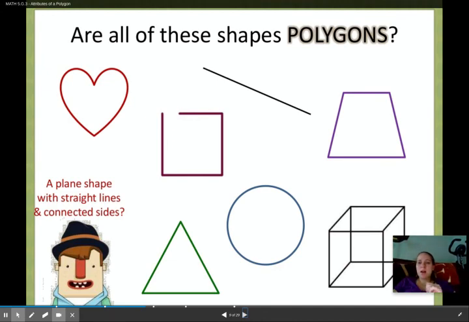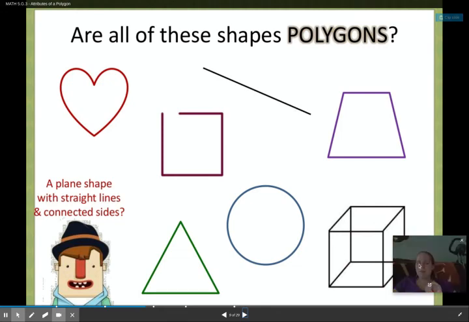These shapes are not all examples of polygons. So you'll see here we have a heart, which is curved. This is just like a line. It's open here, so it's not closed, which means it's not a polygon. A circle has curves instead of straight edges, so that's not a polygon. A line does not have at least three sides, so that's not a polygon.